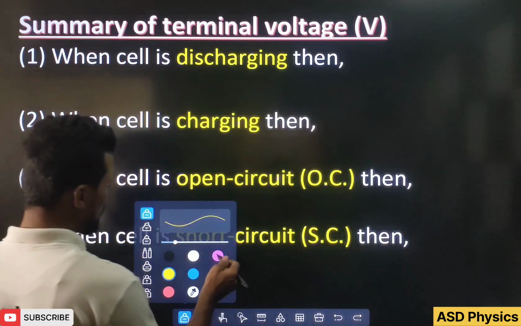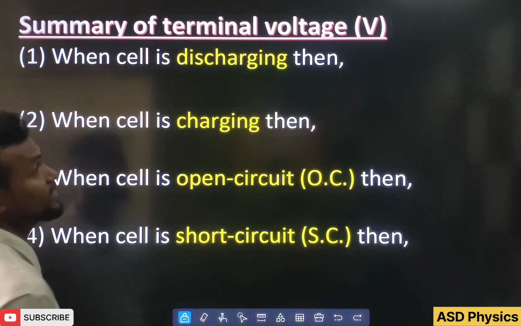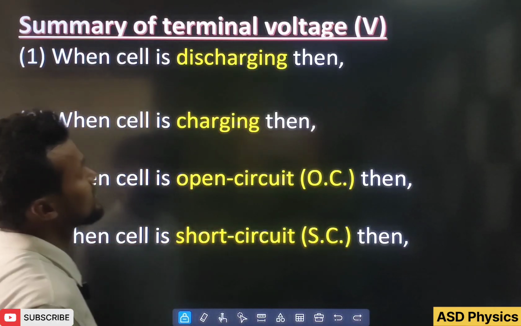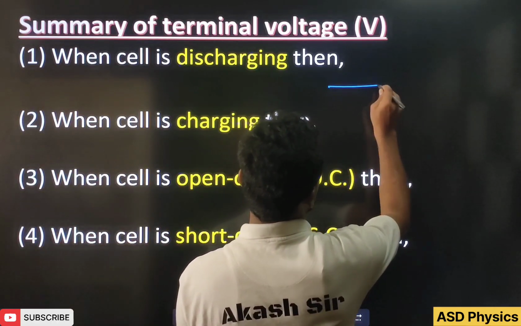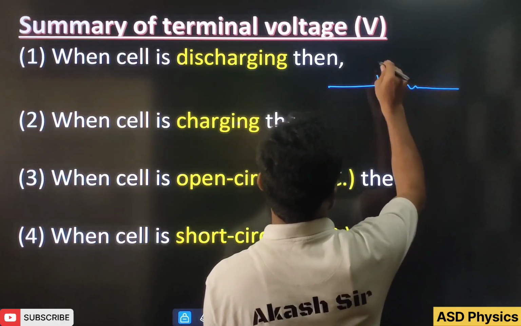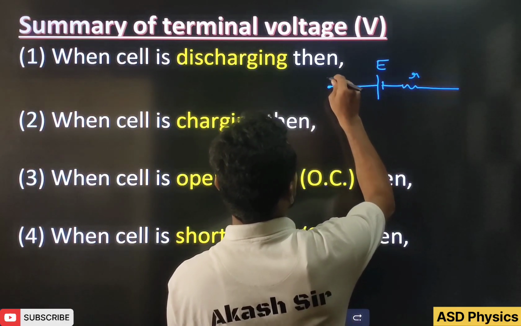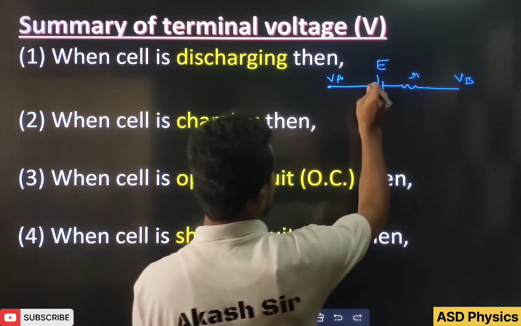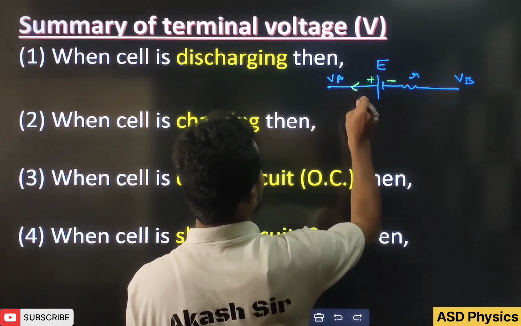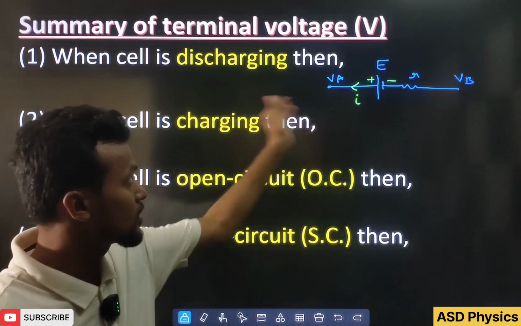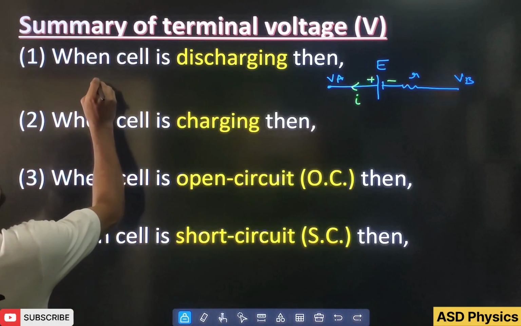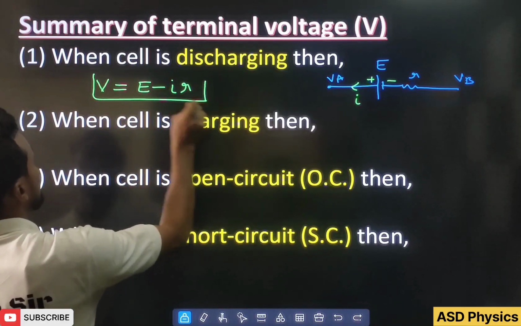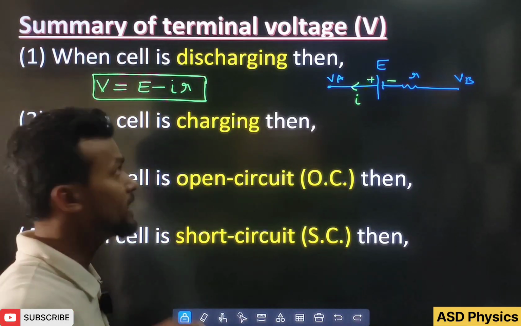Now we are going to write the summary, because it is very important. We may confuse the 4 cases we have seen. So see the summary of terminal voltage. First one, when the cell is discharging. Whenever it is discharging, this is E, this is r, this is the terminal voltage, VA and VB. So when the cell is discharging, this plus, this minus, current will flow outward. Sometimes they have asked like this. And the terminal voltage, that means VA minus VB, V is equal to E minus Ir. And especially the graph that I have taught you, very important, okay, great.